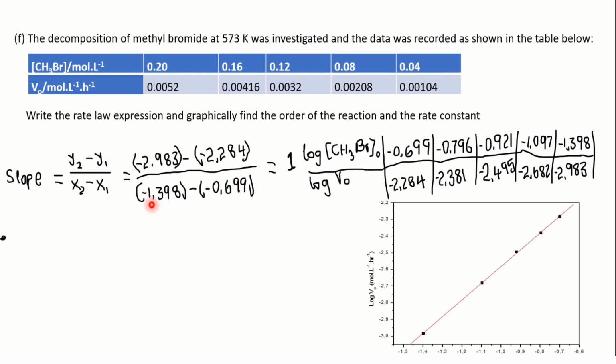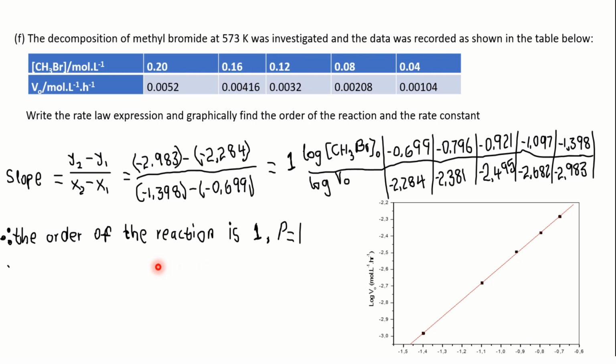What does that mean now? Remember, in the beginning of this video, I mentioned that the slope or the gradient is exactly the same as the order of the reaction. So this simply means that since 1 is the gradient, the value of p should be equal to 1, meaning that the order of the reaction is 1. So in other words, this is a first order reaction, meaning that the value of p is equal to 1.